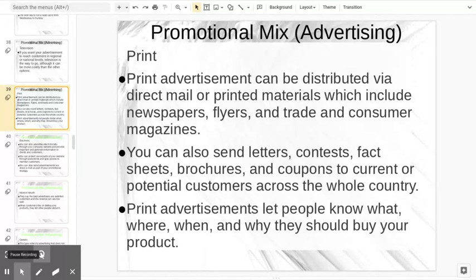So we're going to talk about print as being the other historic big three of what advertising used to look like. And again, that's changed a lot. With print, we're going to talk about several things. Print advertisement can be distributed via direct mail. We're going to come back to that direct aspect here in a little bit, or printed materials, which include newspapers, flyers, and trade and consumer magazines. You can also send letters, contests, fact sheets, brochures, and coupons to current or potential customers across the whole country. Print advertisements let people know what, where, when, and why they should buy your product.